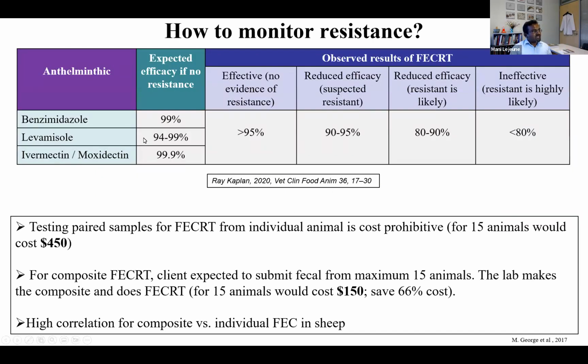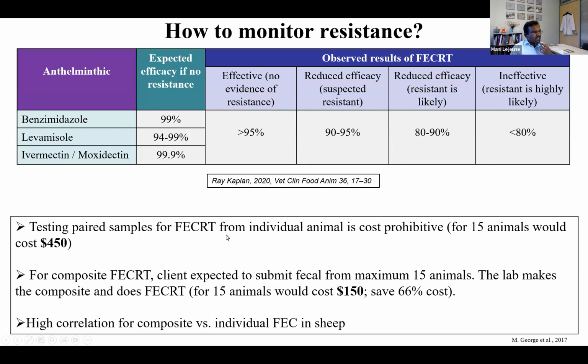And how would you evaluate the fecal egg count reduction test? After calculating the percent reduction, if there is greater than 95% reduction, we know whatever drug we are using is effective. Between 90 and 95% is considered suspected resistant, 80 to 90% is likely resistant, and less than 80%, we know the drug is ineffective. A highly resistant population is present.